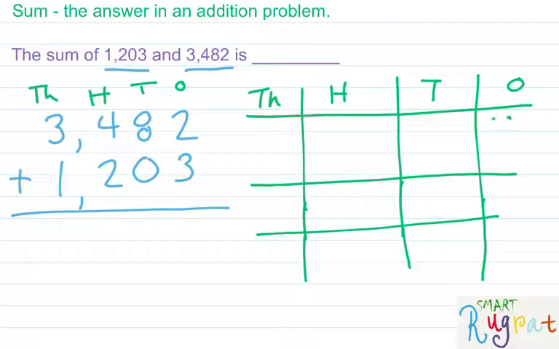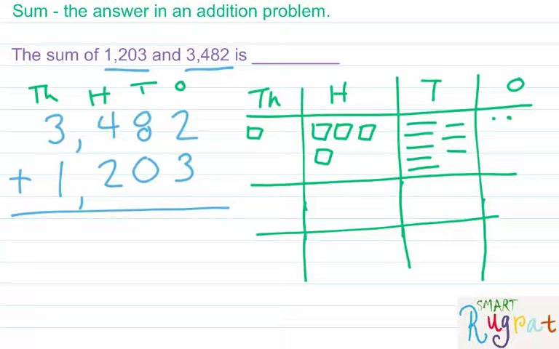We have 2 ones, 8 tens rods, 4 hundreds, and 3,000 cubes. These don't have to be perfect, as long as you get an idea that that's the cubes. Now we move on to the second number. 3 in the ones, nothing in the tens, 2 in the hundreds, and only 1 thousand cube.